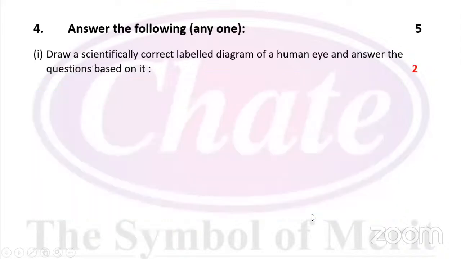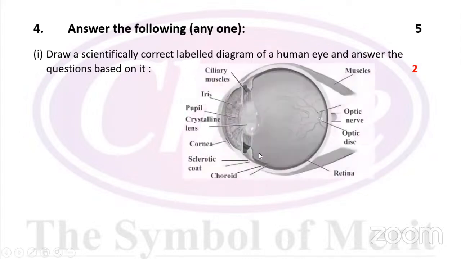Now, moving on to the next question, question number 4. Draw a scientifically correct labeled diagram of a human eye and answer the questions based on it. Again, this is the well-labeled diagram given in your textbook, so practice this diagram. This diagram comes for 2 marks. Sometimes they give you the diagram without labels, and you have to label it. So this is the diagram from your textbook.